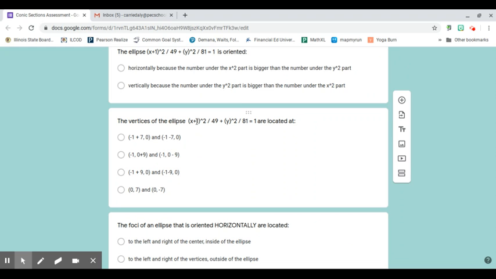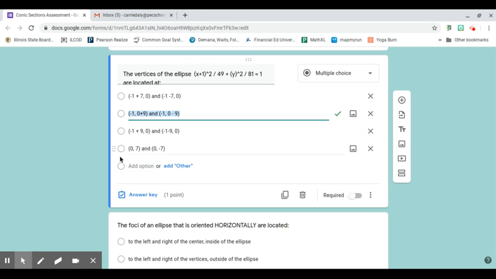So from the center at (-1, 0), I'm going to go up 9 and down 9. So the correct answer was this point right here: go up 9 and down 9. So left 1, up 0, but then up and down 9. The correct answer for that one was that.